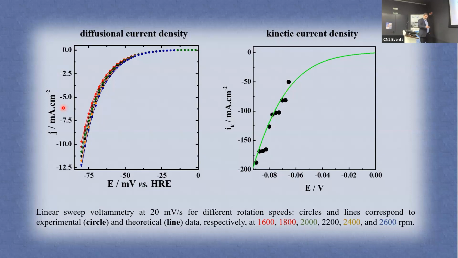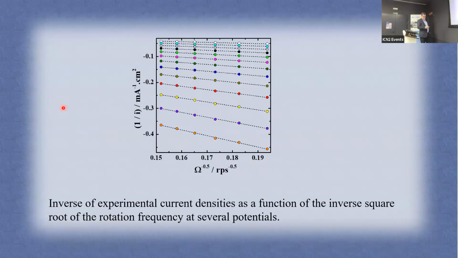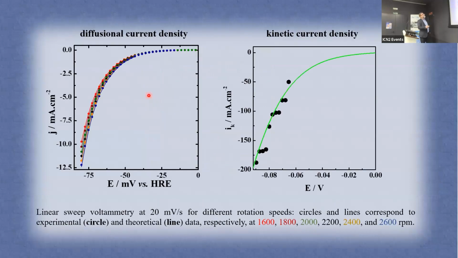Okay, and on the basis of the linear coefficient, we can determine the kinetic current density. So these points correspond to the kinetic current density, i.e. the Butler-Volmer profile. And this green line corresponds to the theoretical data on the basis of the impedance model.